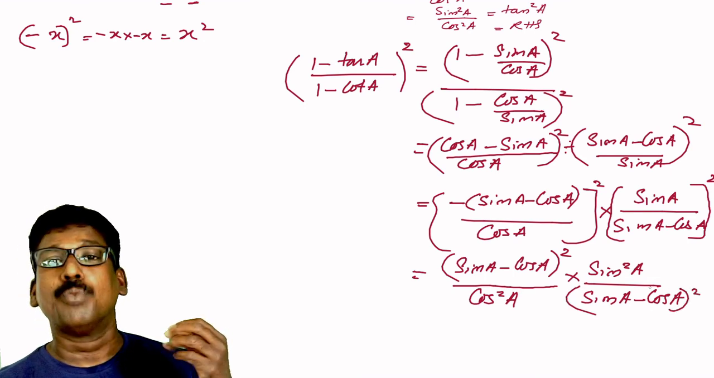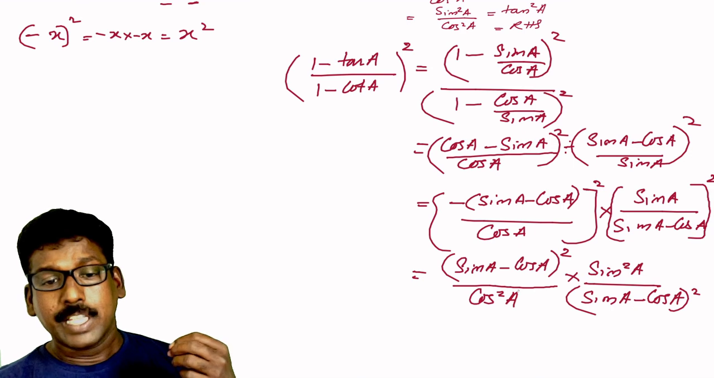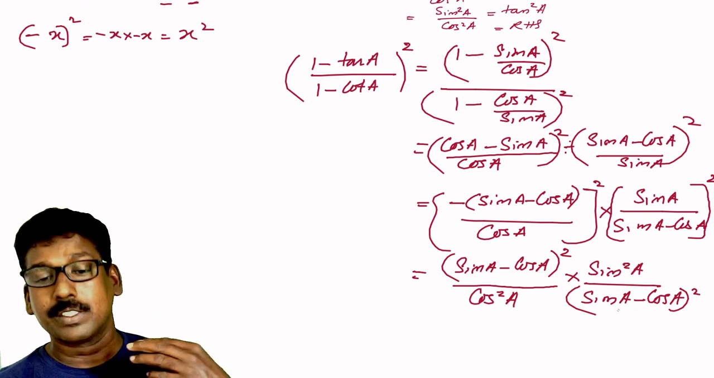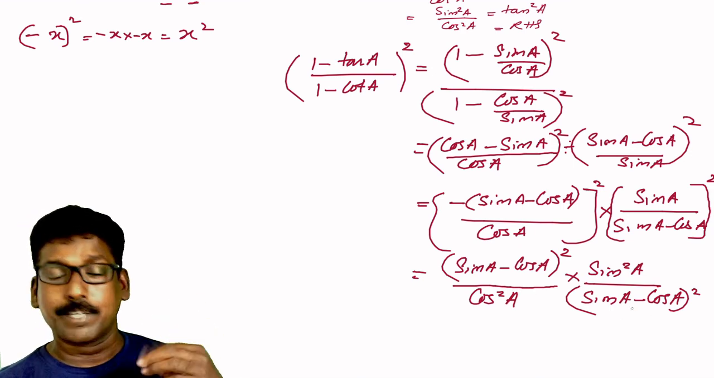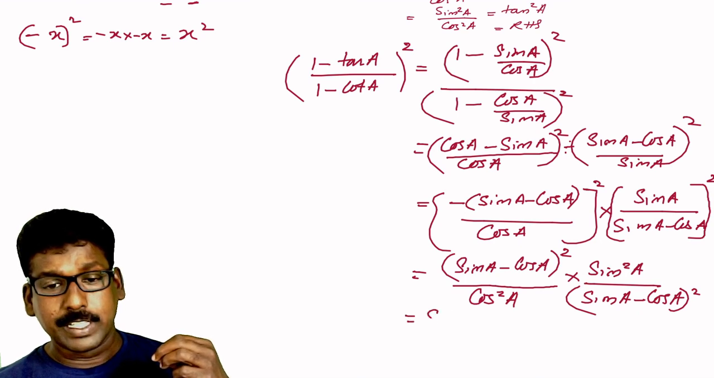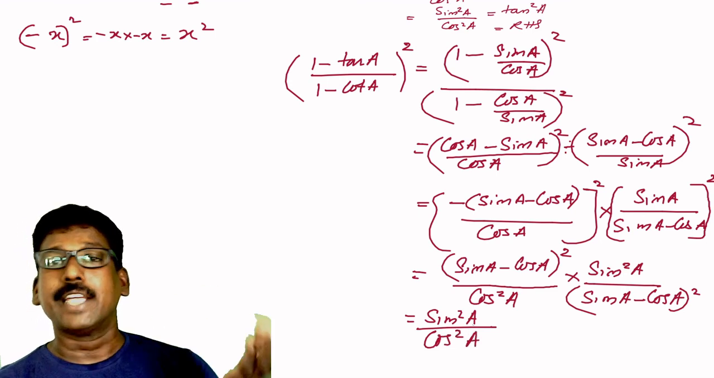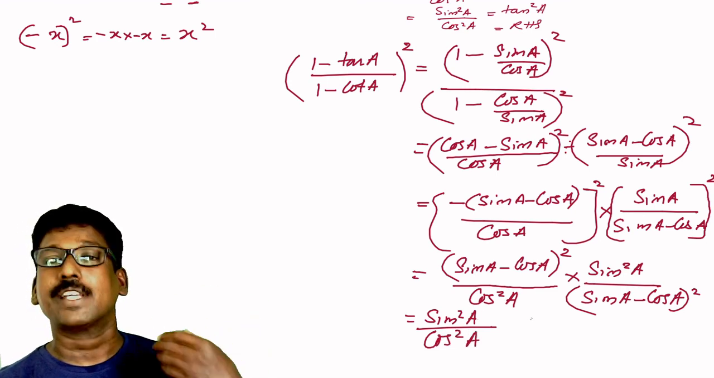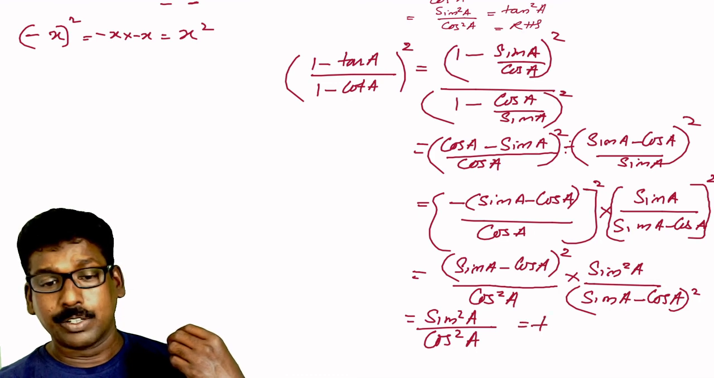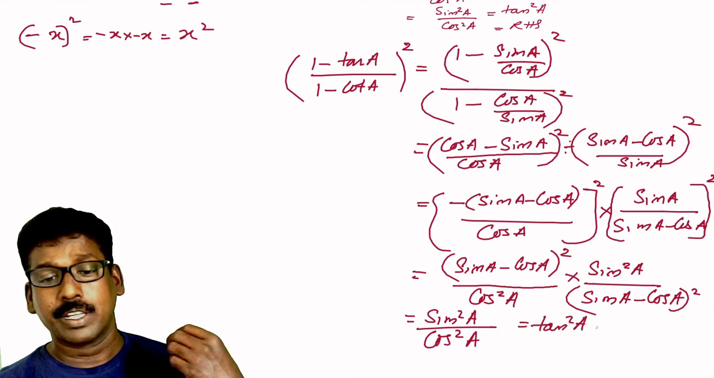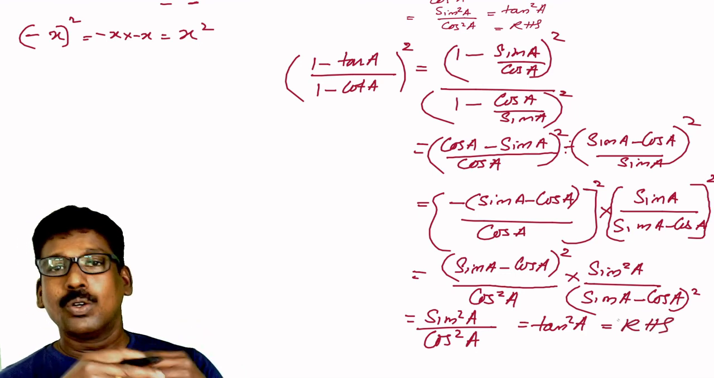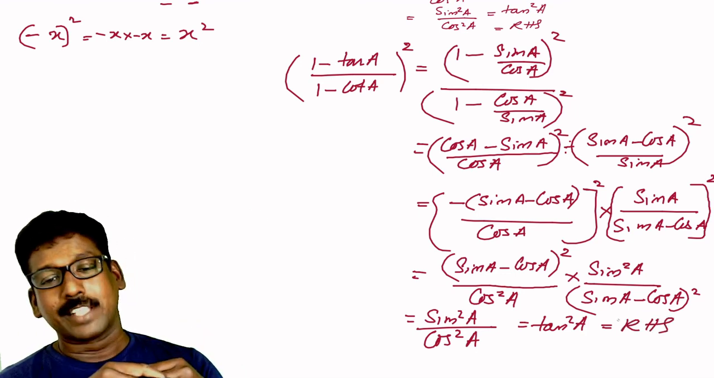Take the square of both the numerator and denominator. Here sin A minus cos A whole square, sin A minus cos A whole square will be cancelled. You will get sin square A by cos square A. Sin A by cos A is tan A, so sin square A by cos square A you can write as tan square A, which is equal to the RHS. So in both cases you got the RHS as tan square A.